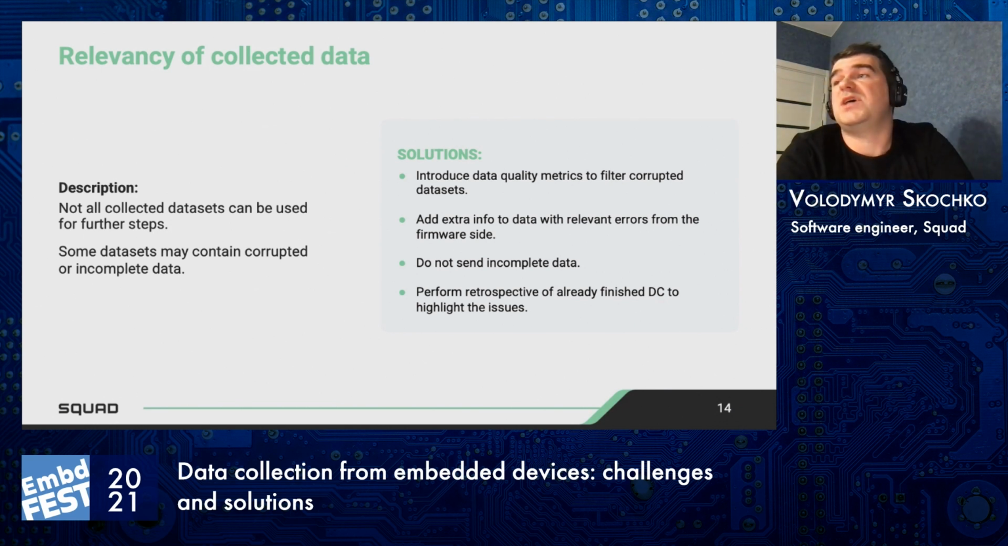First of all, you should introduce some data quality metrics to filter those corrupted data sets. Also, you may add some extra info to data with relevant errors that were present on firmware side during data collection. Another possible solution, do not send incomplete data at all. So you may filter this bad data on device side. And the last one here is you should perform a retrospective of already completed data collections. It will allow you to understand some corner cases, some gaps in your infrastructure, and so on.